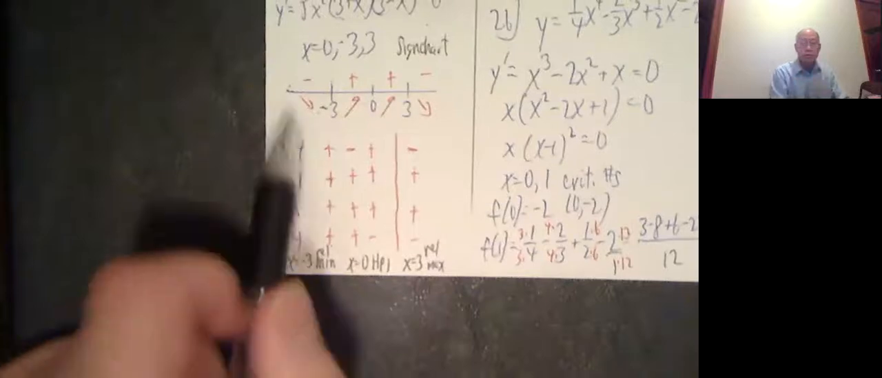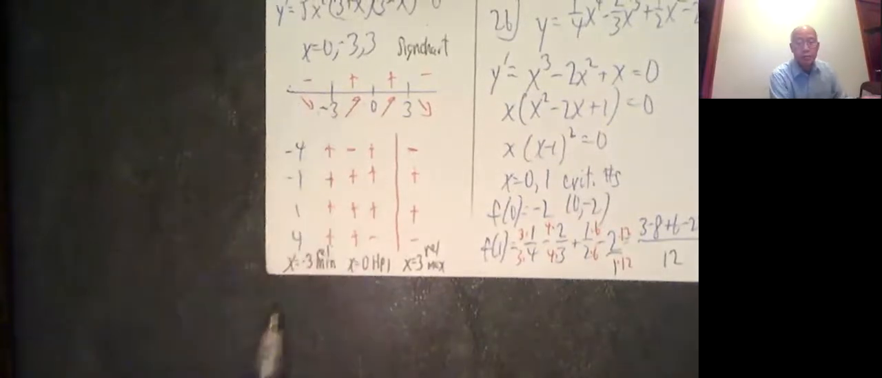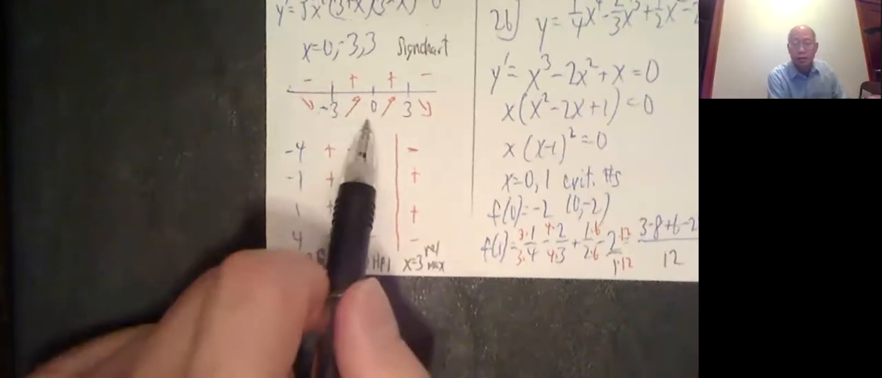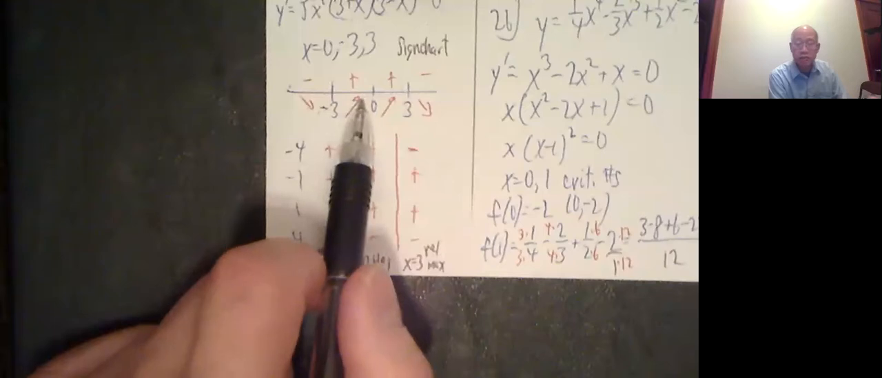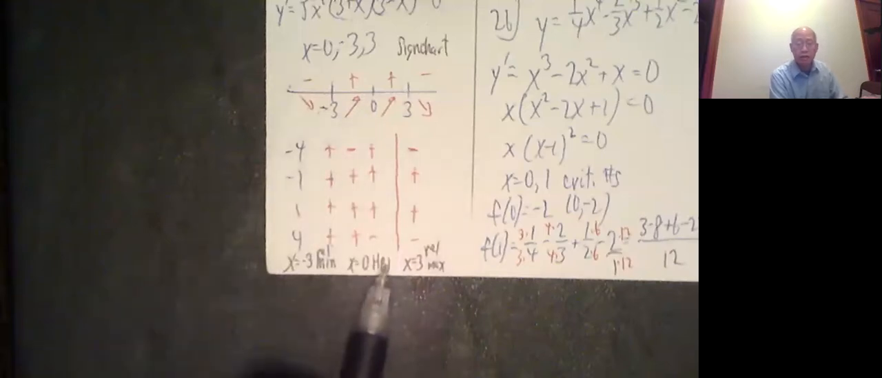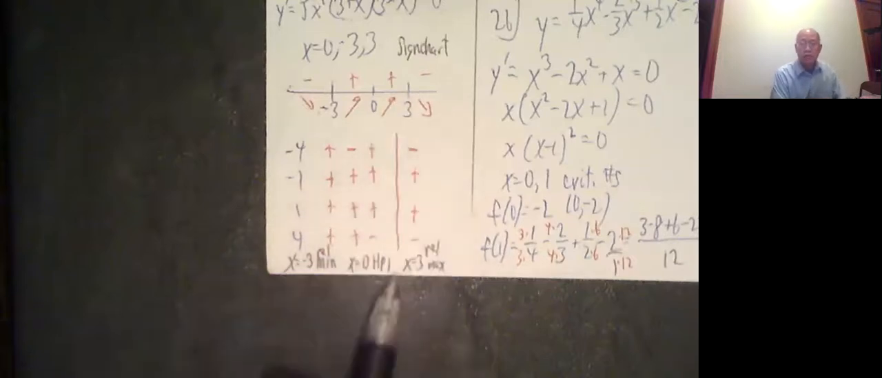All right, so at negative 3, the graph goes down and then up. That's a minimum, relative minimum. At 0, it goes up and then it still goes up. That's neither a maximum nor a minimum. That's going to be a horizontal point of inflection, HPI. And then at x equals 3, the graph goes up and then it goes down. So that makes it a relative maximum.